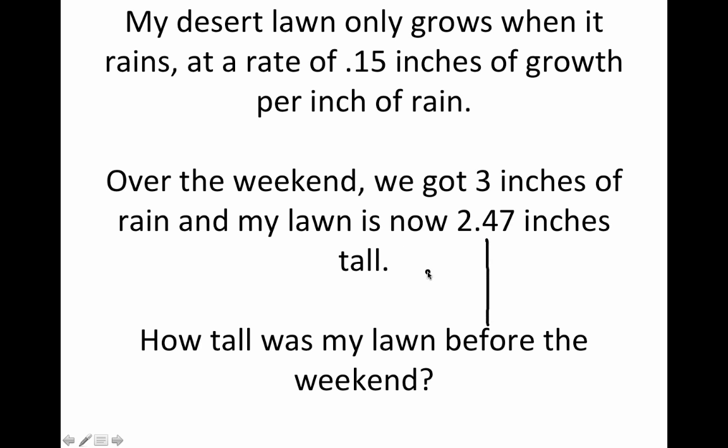I'm going to draw a graph for myself, and I'm going to ask myself, all right, what is my independent and what is my dependent? In this, inches of growth per inch of rain. So that is my independent, and inches of growth of my lawn is dependent. So, over the weekend, we got 3 inches of rain, and my lawn is now 2.4 inches tall. Oh, sorry, 3 inches of rain, 2.4.